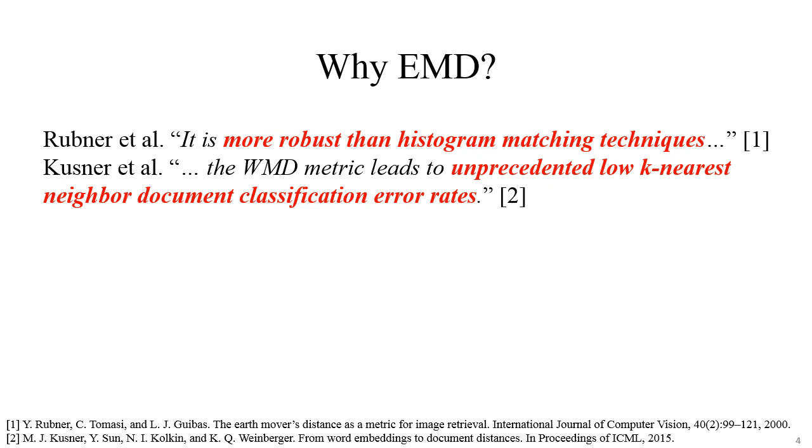In the computer vision community, Rubner mentions that EMD is more robust than histogram matching techniques. In the machine learning community, Kusner mentions that the WMD metric leads to unprecedented low k-nearest neighbor document classification error rates. Here, WMD means Earth Mover's Distance, which is the same as EMD.